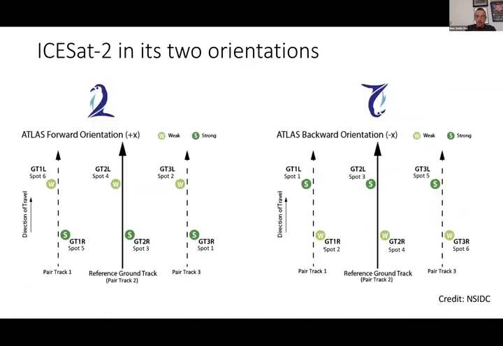So as I mentioned, to make things more interesting, ICESat-2 has to rotate 180 degrees a couple of times a year to make sure it has enough light on its solar arrays. So depending on what time of the year you're looking at the product, you may find the weak beams on the left-hand side of each pair, or you may find them on the right-hand side of each pair. So if we're in our forward orientation, you see the weak beams on the left. If you're in the backwards orientation, the weak beams are on the right and the strong beams are on the left. There are metadata fields in all the products that tell you what orientation you're in.